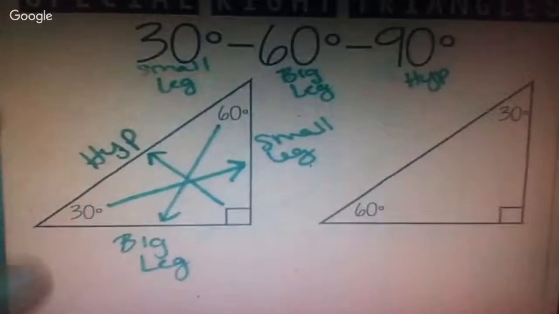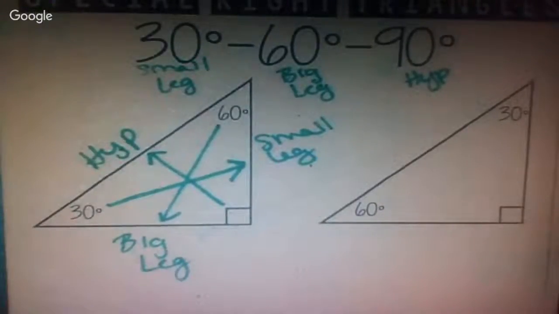Why do you think my small leg is associated with my 30-degree? Smallest angle. Okay, that's how triangles go. Your smallest side should always be across from your smallest angle. Your middle side or your big leg should always be across from the next biggest angle, and your hypotenuse is always across from your biggest angle.